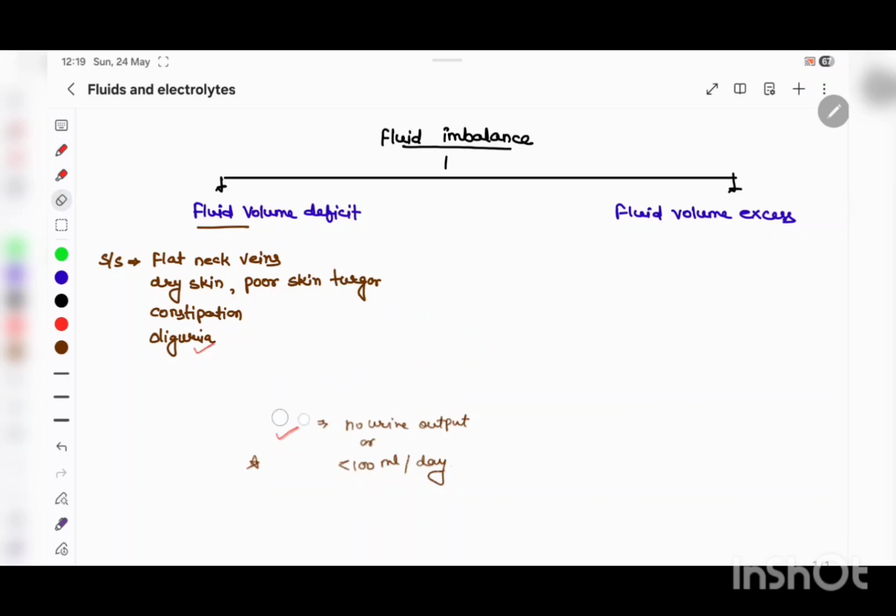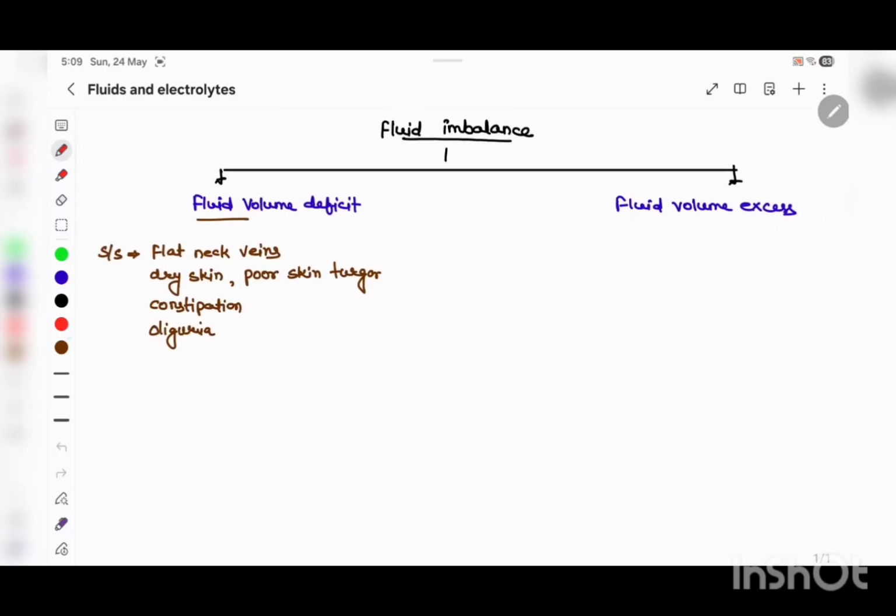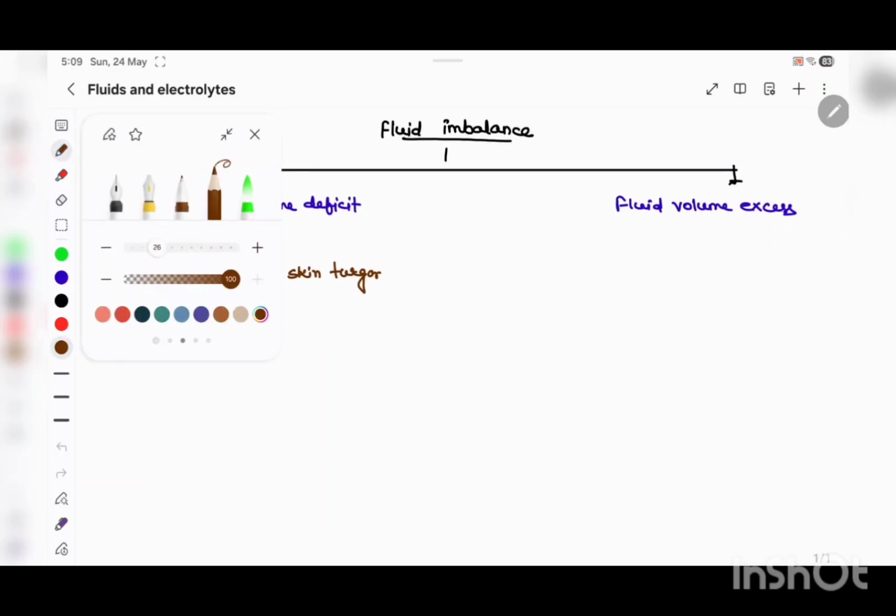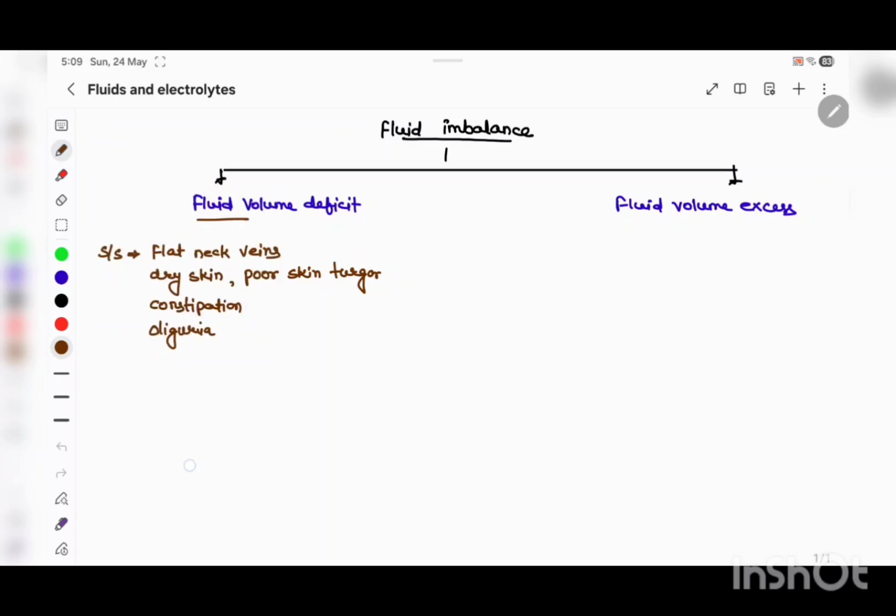Symptoms we were studying: one symptom is oliguria. And next, after oliguria, the other symptom is weight loss. Water content decreases and weight will decrease with that.